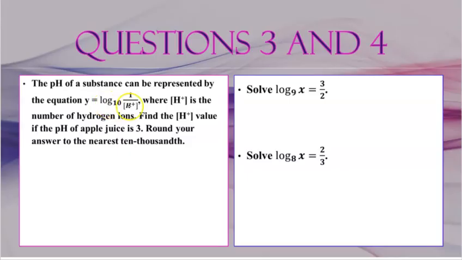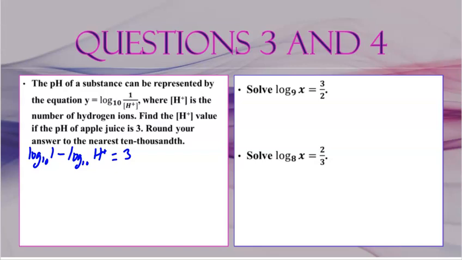So we're going to take our equation, and I'm just going to flip it. So I'm going to have log base 10, and I'm going to expand it. So that's log base 10 of 1. When it's division, we subtract it to expand it, and then this will be log base 10 of H positive. And this is going to equal our y, which is our pH value, and our pH value is 3.